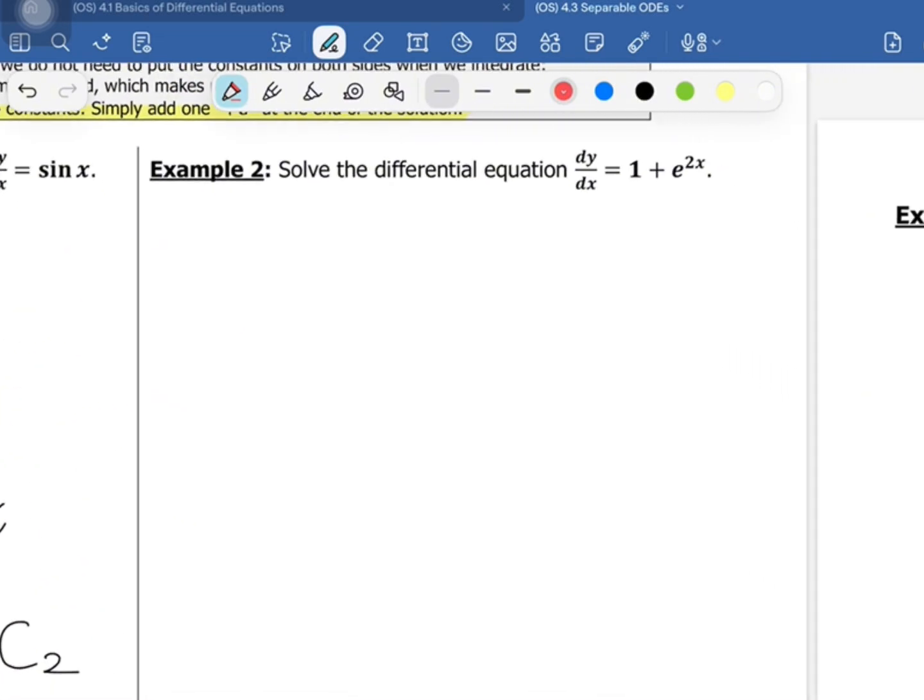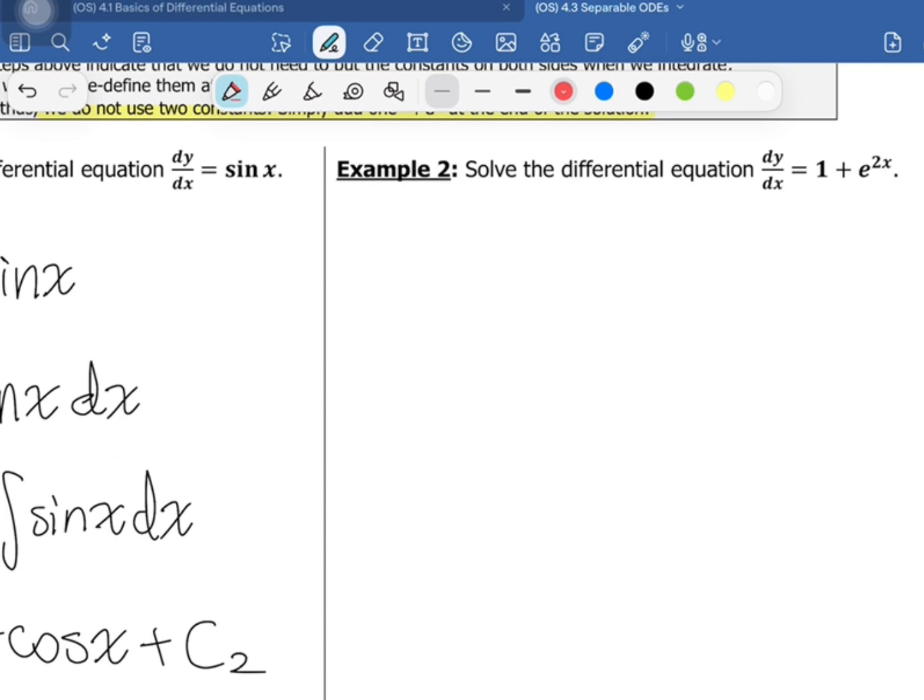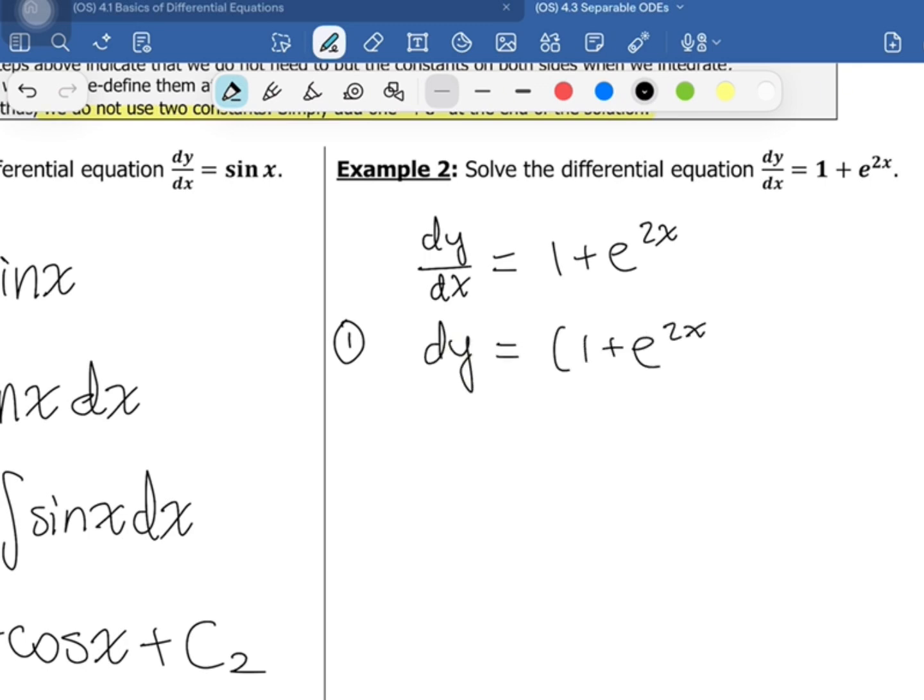Now looking at example 2. Solve the differential equation dy over dx equals 1 plus e to the 2x. This one's a little bit spicier, but it's not too bad. So, again, move the dx to the other side. Remember your parentheses. It's very important to include parentheses for this whole thing, because this dx goes to everybody. Second, integrate both sides.